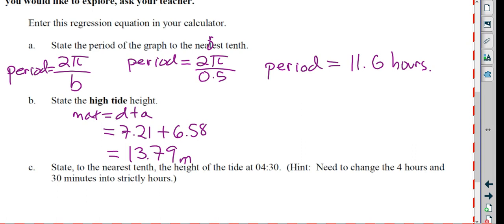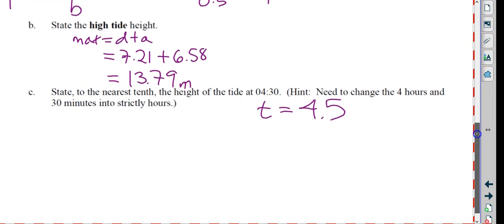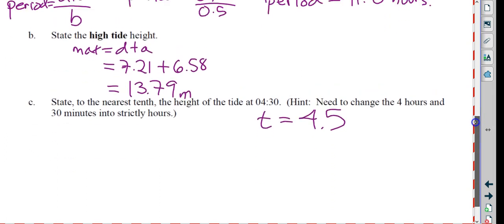State, to the nearest tenth, the height of the tide at 4:30. Hint, you need to change the hours and 30 minutes into strictly hours, which is going to be what? 4.5. Okay, so 30 over 60, right? We're given 4 hours, 30 minutes, so that's half an hour, 30 over 60. If it were 17 minutes, you go 4 plus 17 divided by 60 to convert minutes into hours. All right, what is the height of the tide at 4:30, to the nearest tenth?